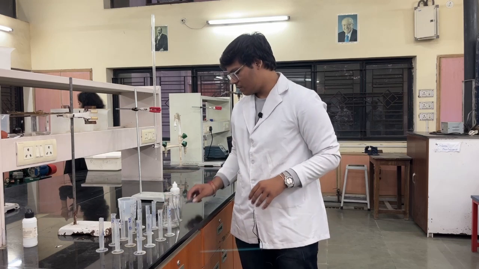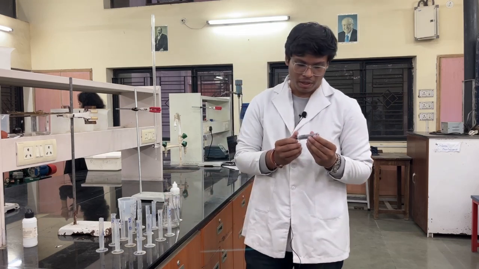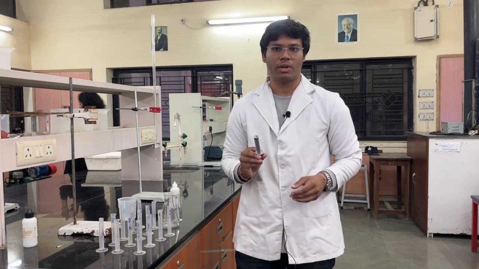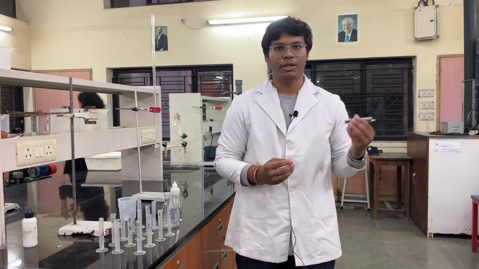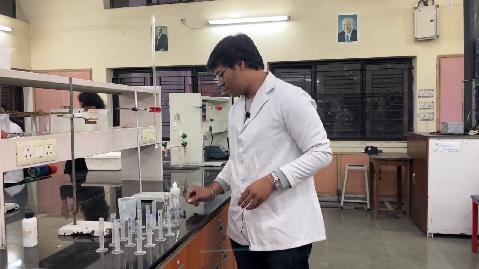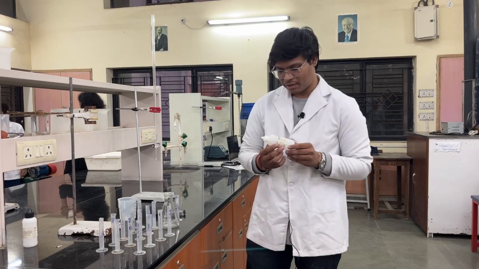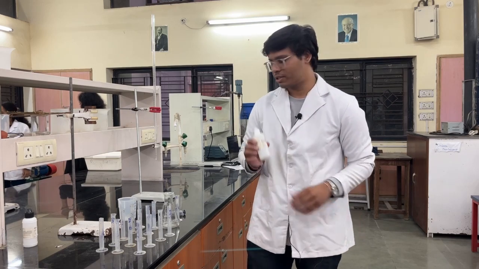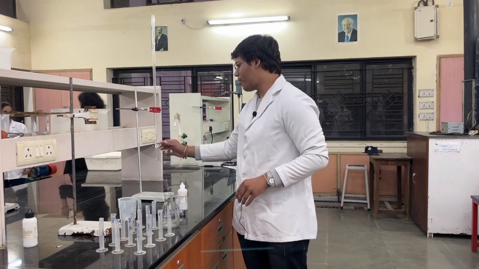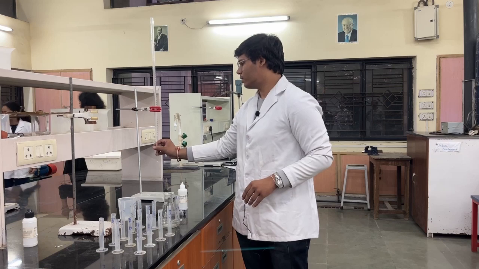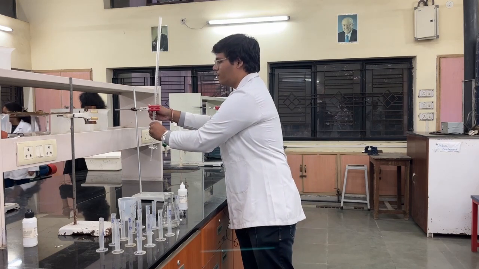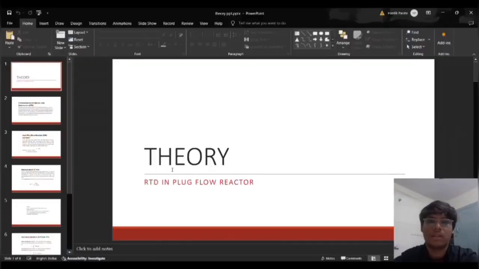After that we will use a 12 ml syringe. This syringe is used for injecting the tracer into the PFR. Next, phenolphthalein indicator. This is an indicator used in titration. After that, this is the burette. In this burette, we will fill the NaOH for the titration.